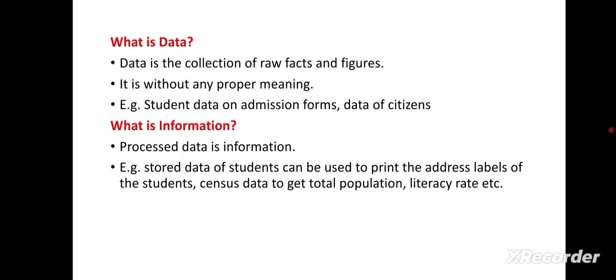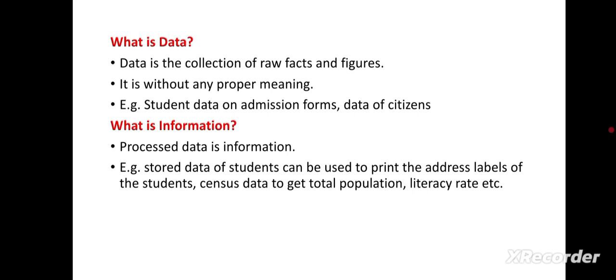Next, moving on to the next slide, we are going to see about the concepts of data and information. Data is a collection of raw facts and figures. It does not have any proper meaning on its own. For example, we can include student admission details as an input or citizen records collected during services.